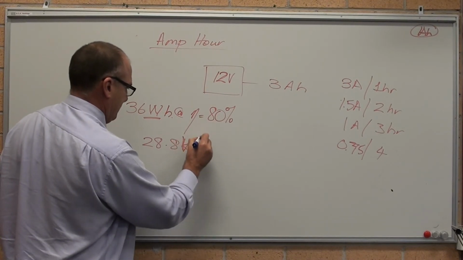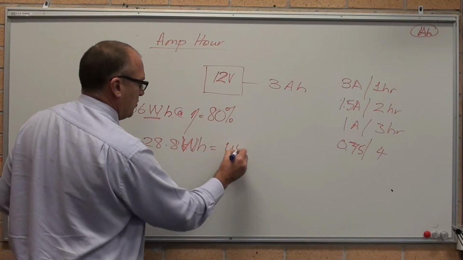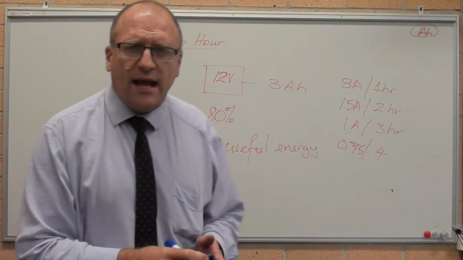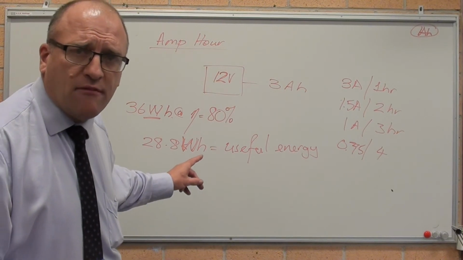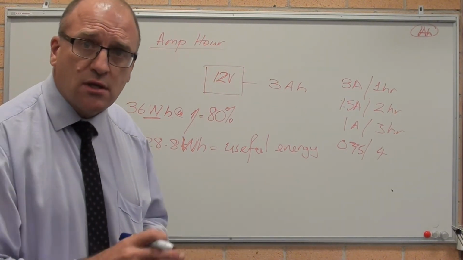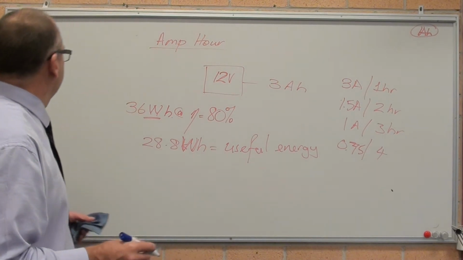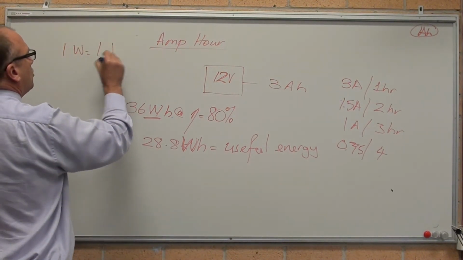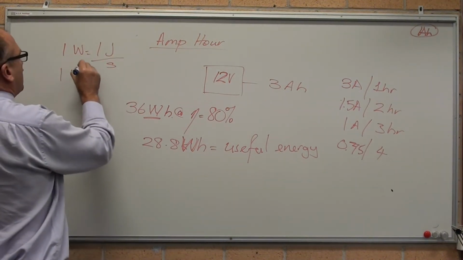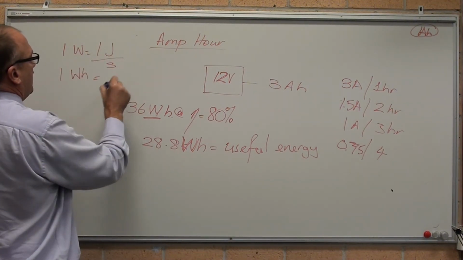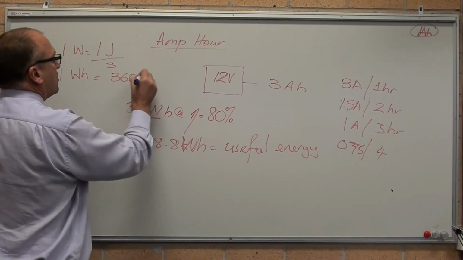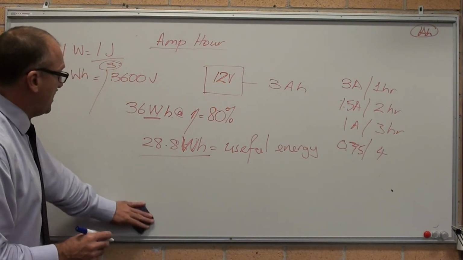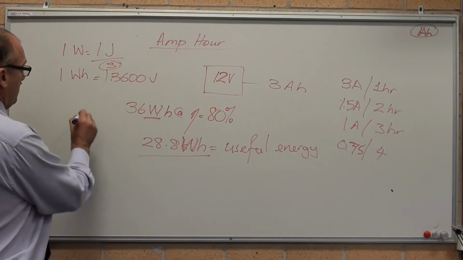watt hours equals useful energy. But as you know, watt hours is an archaic form of how to measure energy. We use joules. The conversion: 1 watt equals 1 joule per second, 1 watt hour equals 3,600 joules. That means the total energy I've got is 28.8 times 3,600.